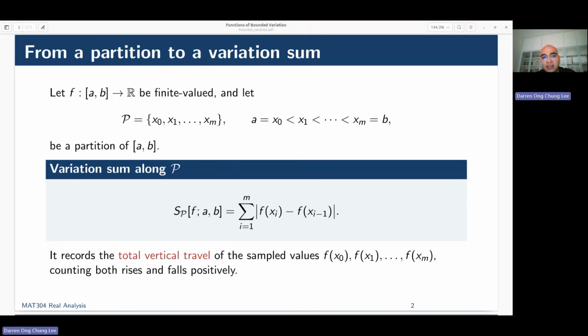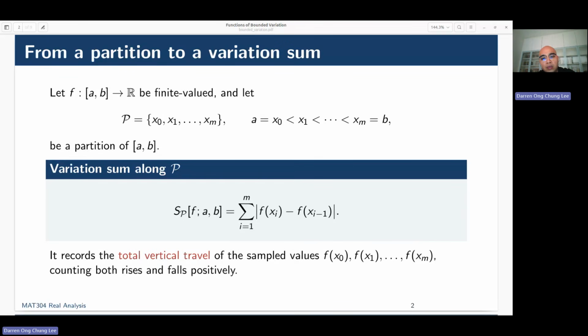So first, let us introduce the variation sum along the partition P. If you have a function like that and you have a partition on the interval, we can define a variation sum. So we take the sum of |f(x1) − f(x0)|, |f(x2) − f(x1)|, |f(x3) − f(x2)|, all the way to |f(xm) − f(xm−1)|. And keep in mind that we are taking the absolute values. So these are just sums of non-negative numbers.